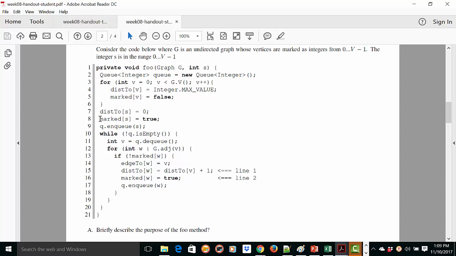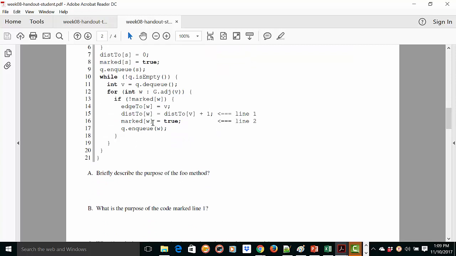The purpose of the method is to really go through the code and find the distances from a source vertex to all the other vertices. So what's the purpose of the code marked in line 1?